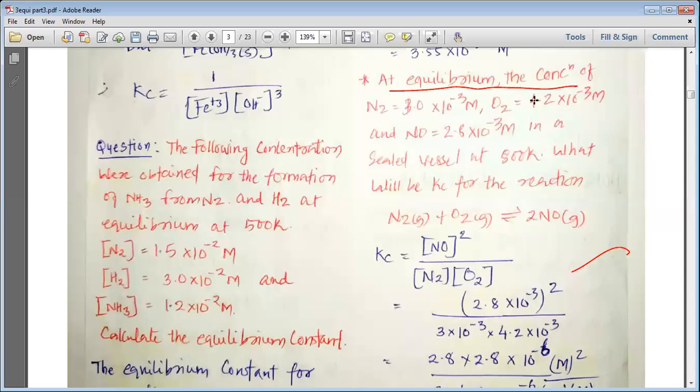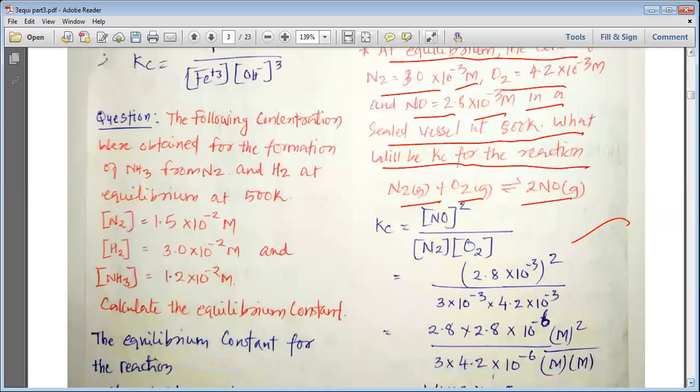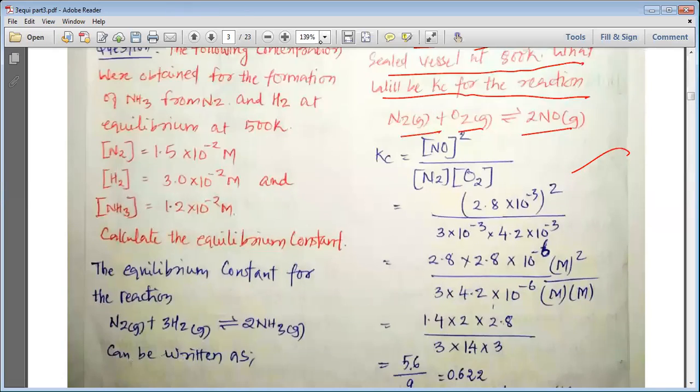At equilibrium, the concentration of N2 is 3 into 10 to the power minus 3 mole per liter, O2 is 4.2 into 10 to the power minus 3 mole per liter, and NO is 2.6 into 10 to the power minus 3 mole per liter in a sealed vessel at 800 Kelvin. What will be the Kc for the reaction N2 gas plus O2 gas that gives twice NO gas? That is what we want to study here, my dear students.